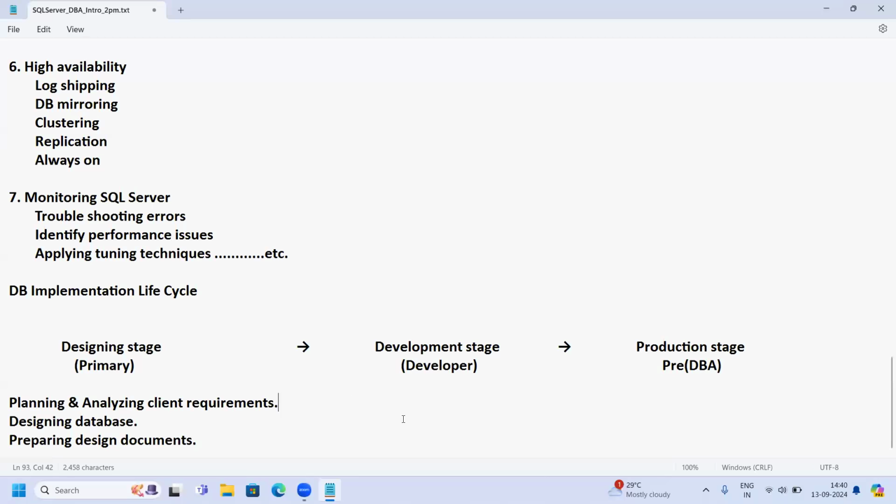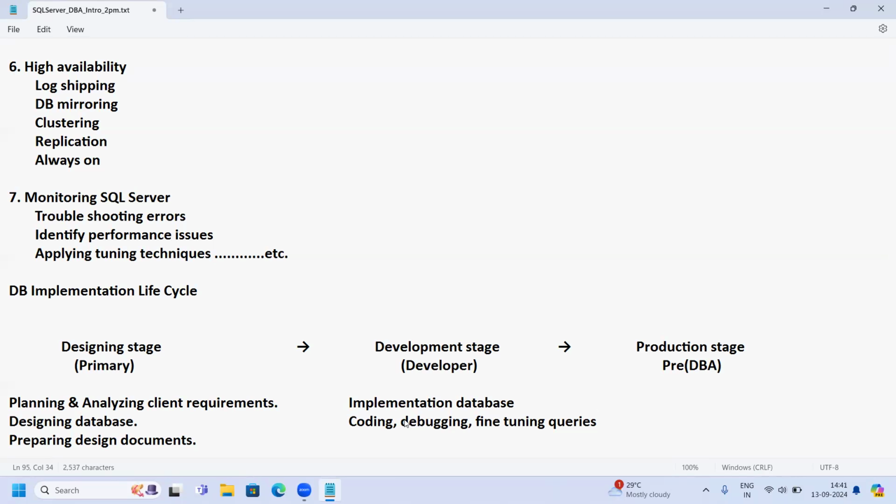And what happens at the development level? Development, I'll write. What? Implementation of the database. Second, the developers are going to write coding, programming. They are the ones involved in debugging. They are the ones involved in fine-tuning queries.